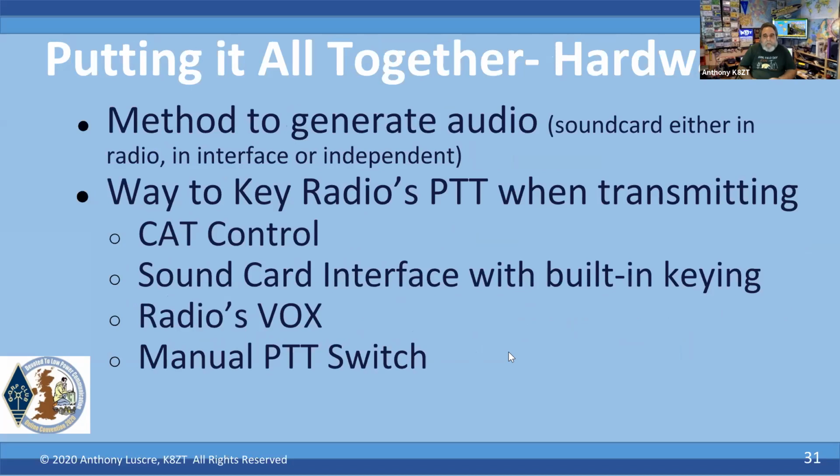You need a method to generate audio, either a sound card in the radio or a separate independent interface or a sound card in your computer. You need a way to key the radio's push to talk, and you can do it one of four different ways. You can do CAT control, which is very easy with the radio that's being controlled for other computer control purposes. A sound card interface with built-in keying, such as the MFJ unit I showed you there, or the Signal Link, or you can use the radio's VOX if it has VOX, or if you really want to go old school, you can manually switch the push to talk whenever it keys.